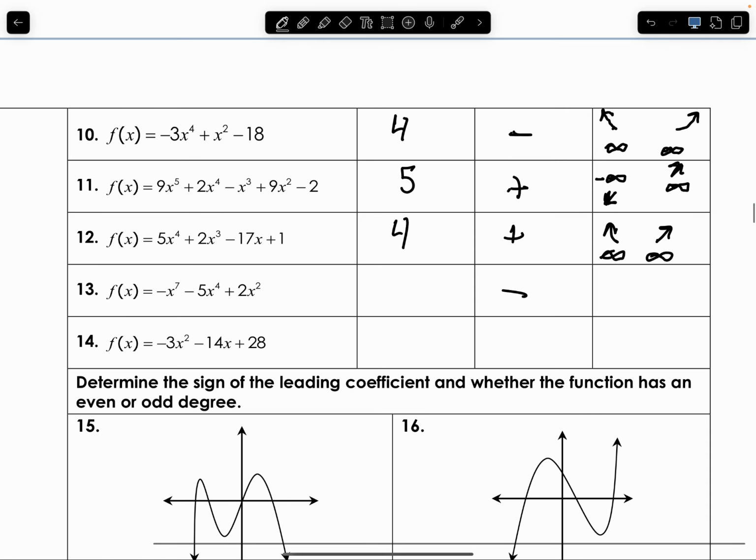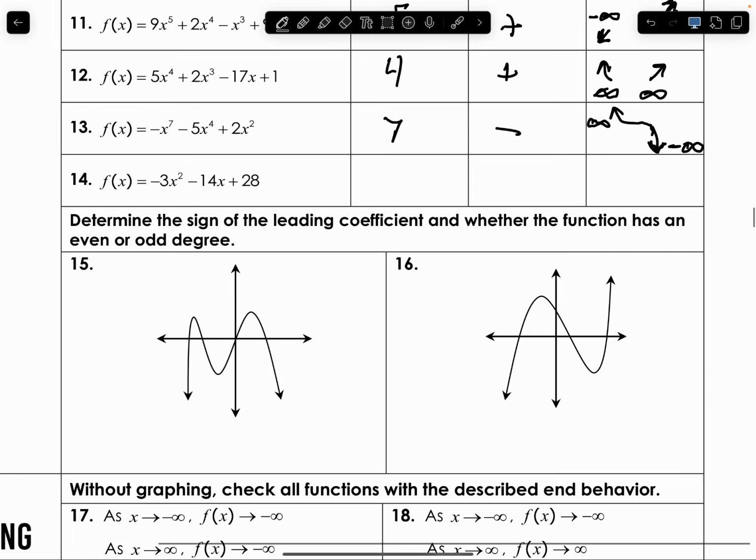Negative leading coefficient, 7 is the degree, so it's an odd function, and it's a negative, so we know that it's going to look something like that, right? So we could say positive, negative, infinity.